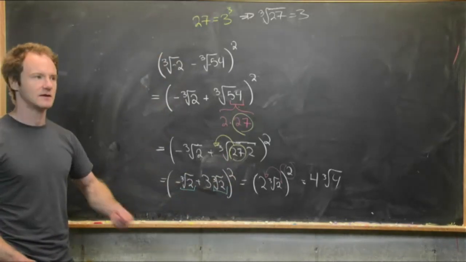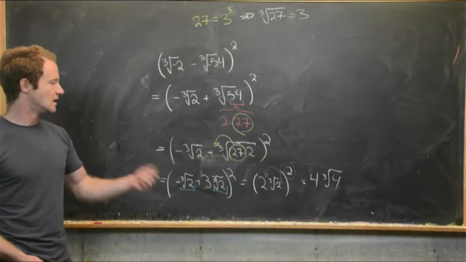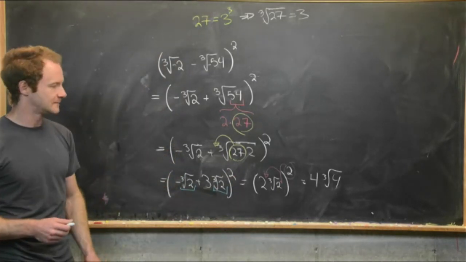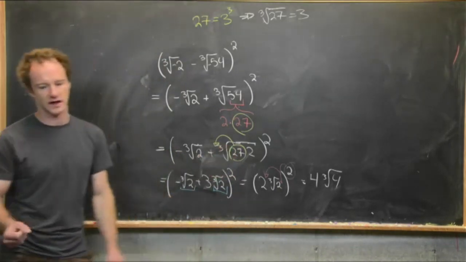2 cubed is 8, 3 cubed is 27, 4 cubed is 64, 5 cubed is 125. So just keeping those cubes in mind can tell you if you can simplify or not. And here you can't really simplify.